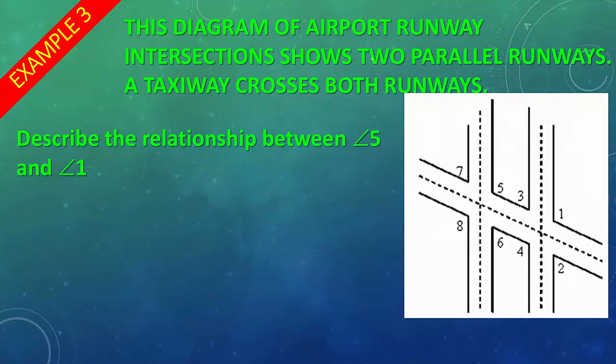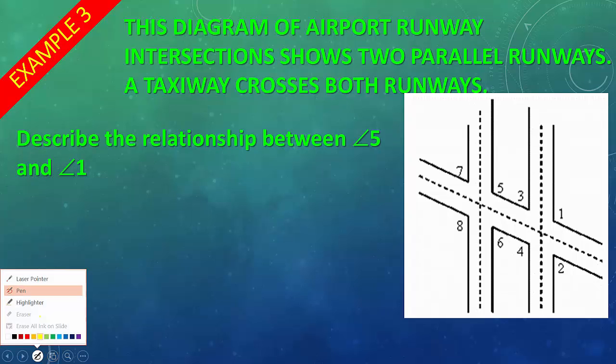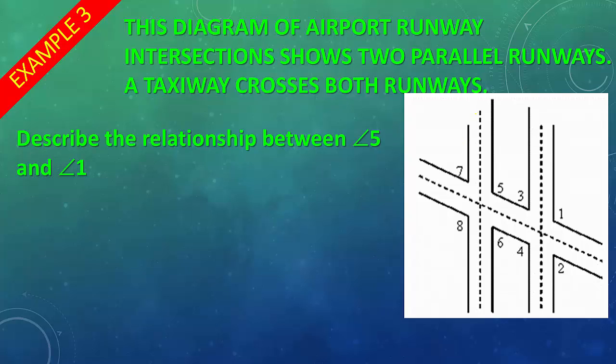And last example, so we've got an airport runway, shows two parallel runways. So I will show you which ones are parallel, meaning they'll never intersect. That would be this one and this one. Okay, so there's our double lines that I told you about, and here's a single line that goes through them. So we're looking at, basically there. That taxi crosses both runways, so we want to describe the relationship between 5 and 1.